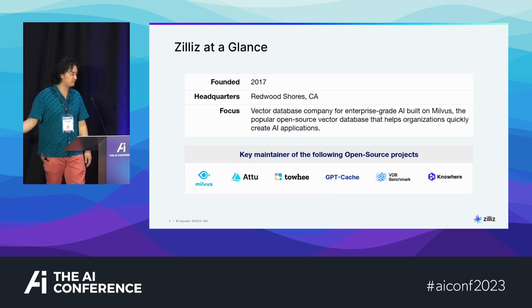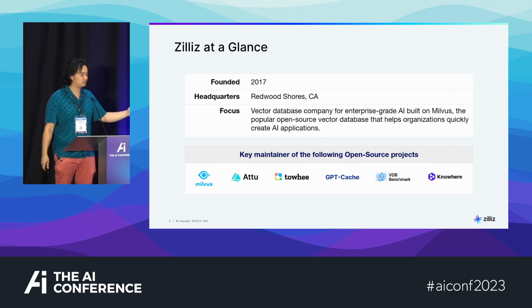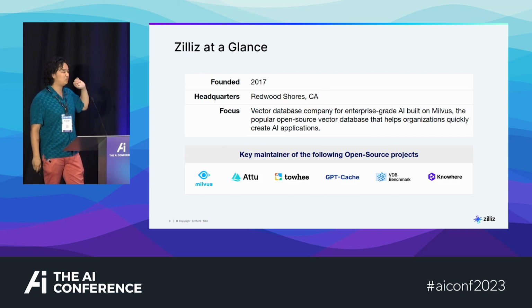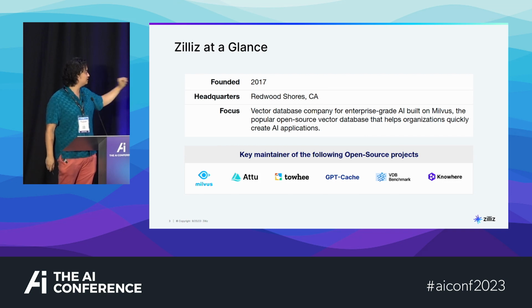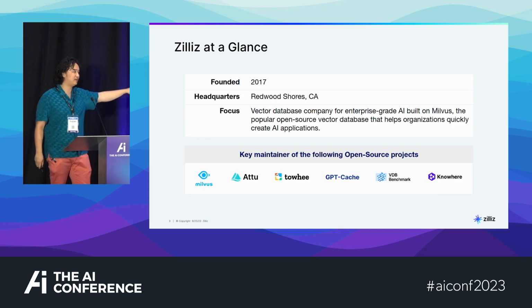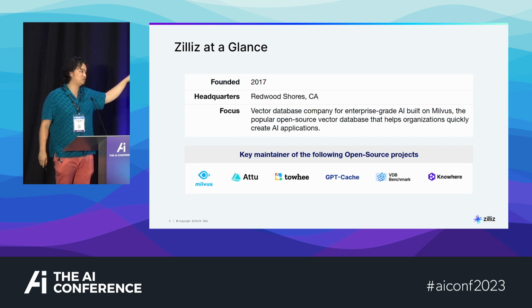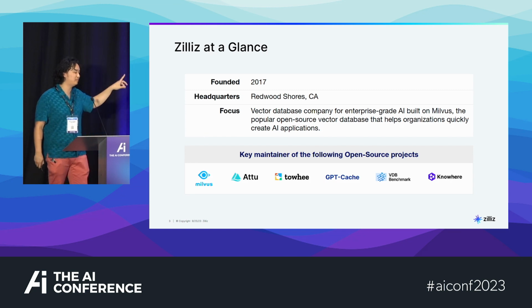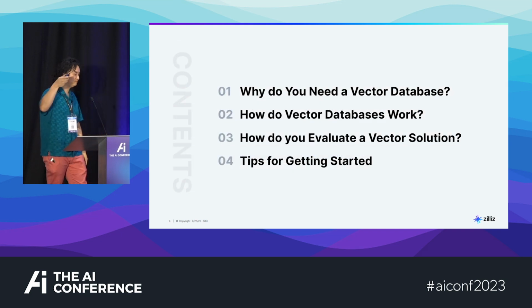We are based in Redwood Shores, about 20 minutes south of here, 30 minutes south of here, maybe an hour depending on traffic. We were founded in 2017, and we are the key maintainers of many projects, but the ones you want to pay the most attention to will be Milvus, the open source vector database, GPT Cache, a semantic cache that helps you save a lot of money in production, and VDB Bench, which is vector database benchmarking. I'm going to give you a QR code to that at the end so you can do your own benchmarking.